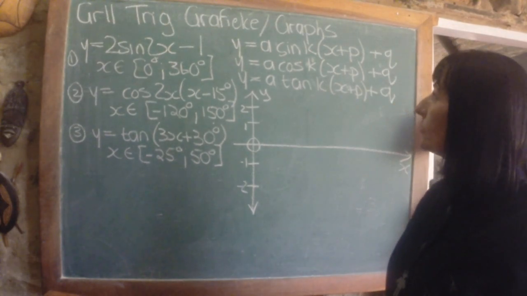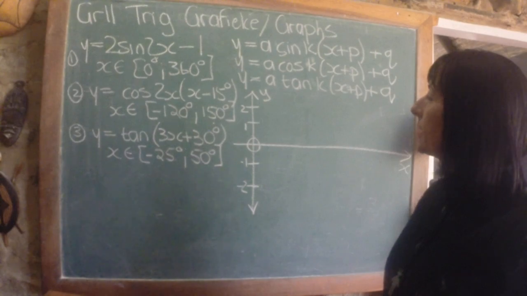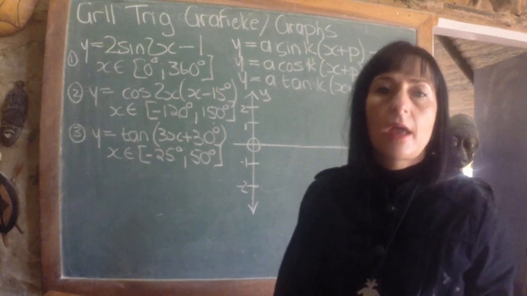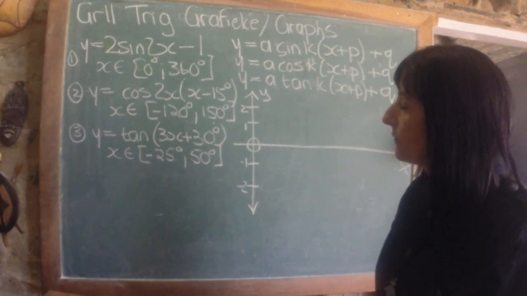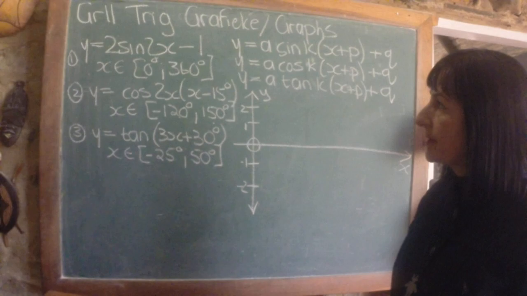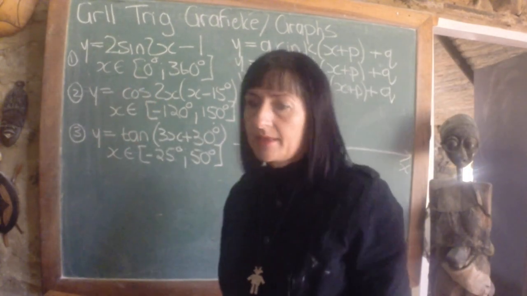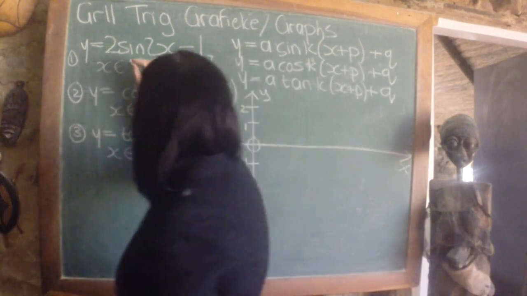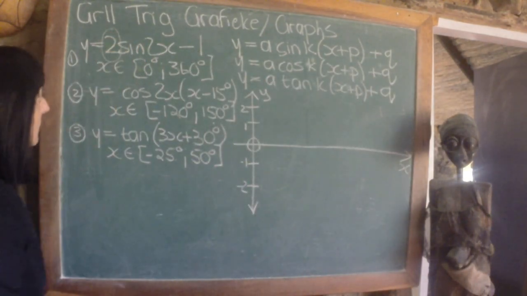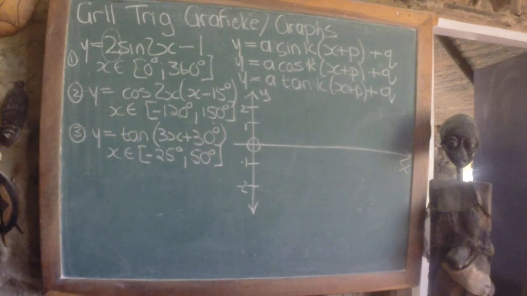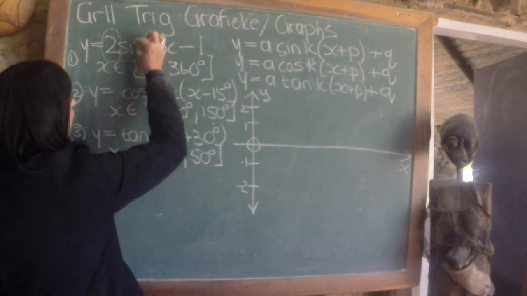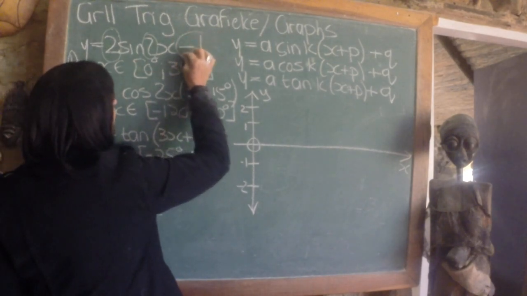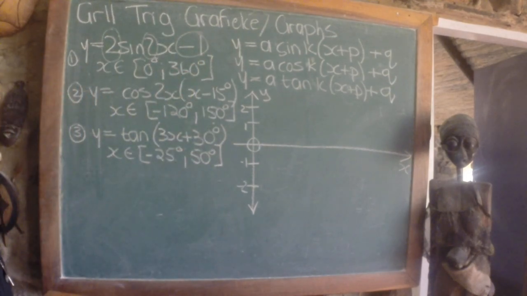Ons is vanmôre terug met ons trig grafieke en ons gaan kyk na waar al die parameters binne in vrae ingegooi word and where you must draw a trig graph with all parameters included. Let's quickly go and investigate number 1. Number 1 is a sinus graph en ons gaan kyk dat daar is 'n amplitude vergroting. So in steede van 1 is hy nou 2. Daar is 'n periode verandering, a period change, and there's a shifting of 1 downwards.